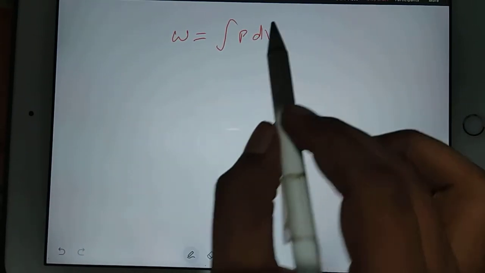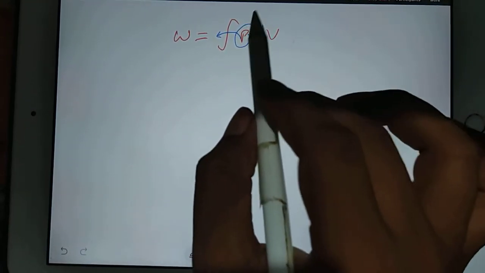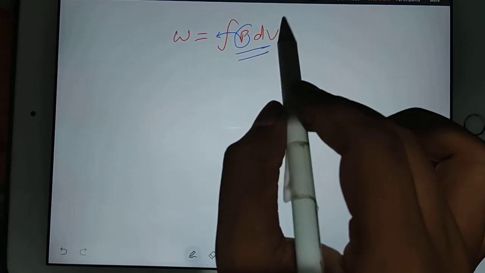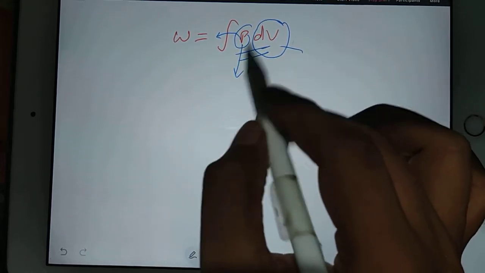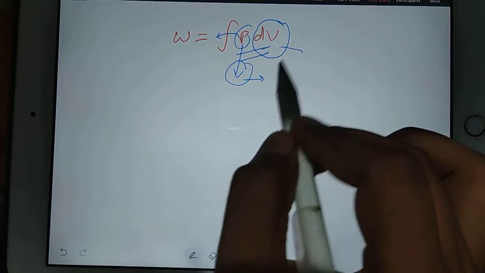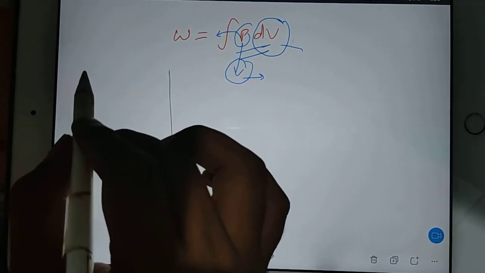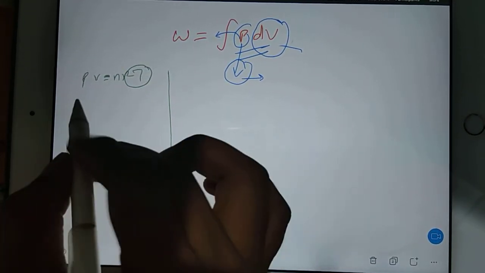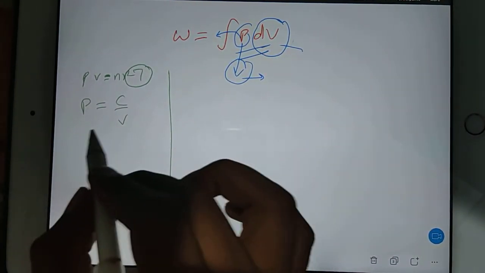Okay, now you know that this P you cannot take out. Why can't you take this P out? Because this P is not constant. So can you integrate the P? No, you cannot integrate the P, because you have to integrate in terms of volume. So for that, you should find out the variation of pressure in terms of volume. Like in case of Charles law, you have the equation PV is equal to nRT, and in case of Charles law, this T is 0. So we found P is equal to constant by volume. Okay, this was Charles law.